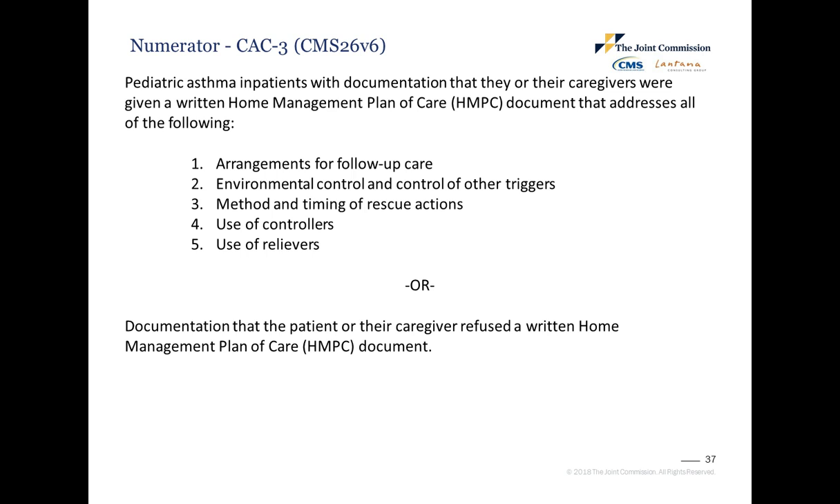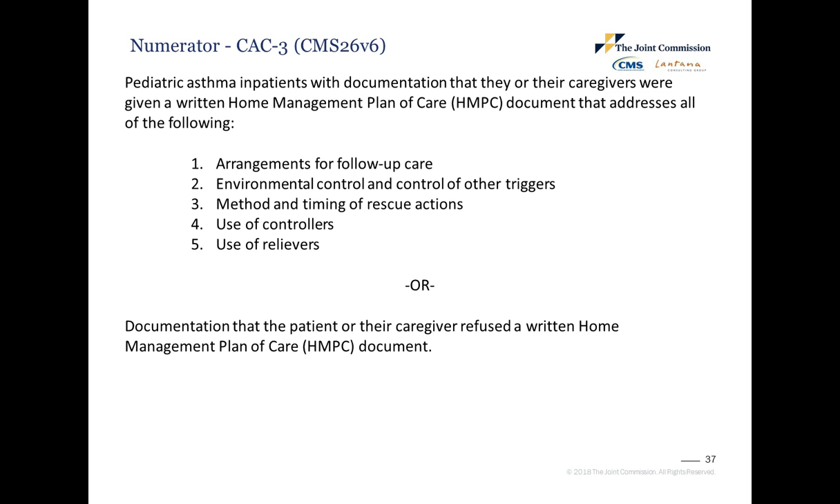On slide 37, you will see our numerator. The numerator includes pediatric asthma inpatients with documentation that they or their caregivers were given a written home management plan of care document that addresses all of the following. 1, arrangements for follow-up care. 2, environmental control and control of other triggers. 3, method and timing of rescue actions. 4, use of controllers. And 5, use of relievers. Or there must be documentation that the patient or their caregiver refused a written home management plan of care document.